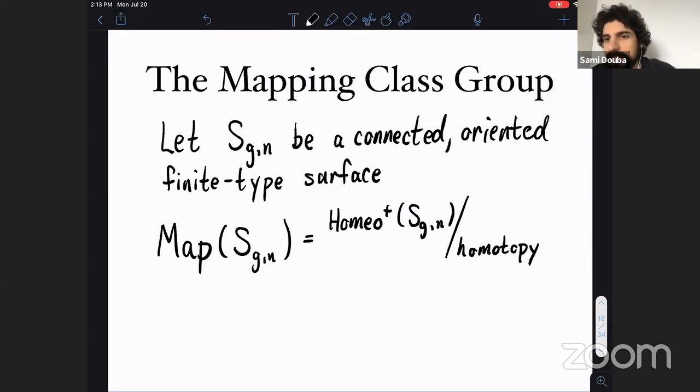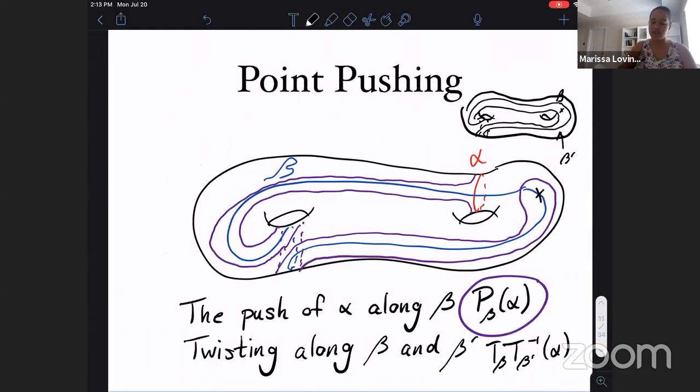Marissa, there's a question. Are the curves alpha and its image under the point pushing map homotopy equivalent? That's a great point. If you forget about the mock point, then they are homotopic on your surface. So this is a really good thing to think about.